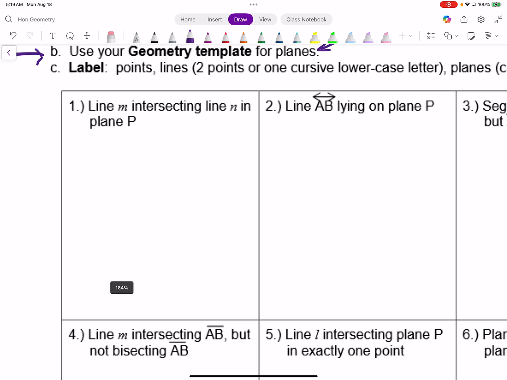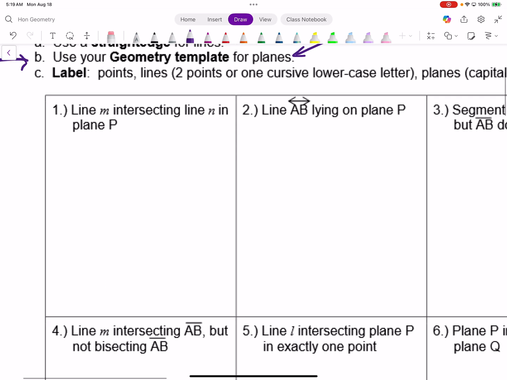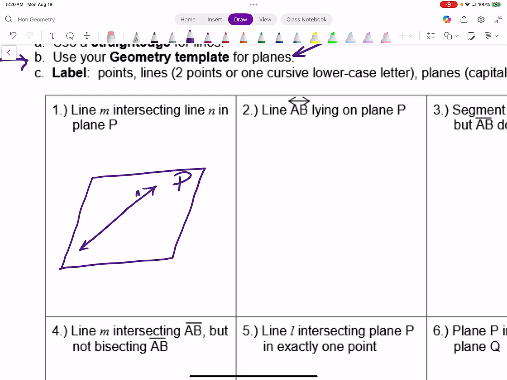All right, so I'm just going to shut up now and just start talking. So we want line M intersecting line N in plane P. So this is where the template comes in. You just draw a parallelogram. You got plane P, and then there's line N. So you got one line, and it intersects line M. And that's it. So when you label a line with just a single lowercase cursive letter, you put that out on the end of the line.